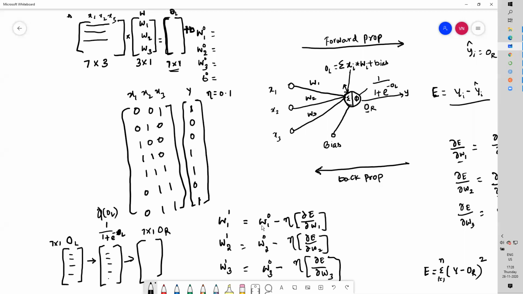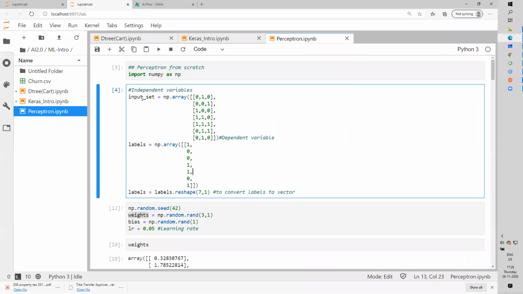Let's write that forward prop first. So I created my input set, which is a matrix of size 7 by 3. My output is 7 by 1. This is the required output, the original output that we want. We will use it at the error term later.